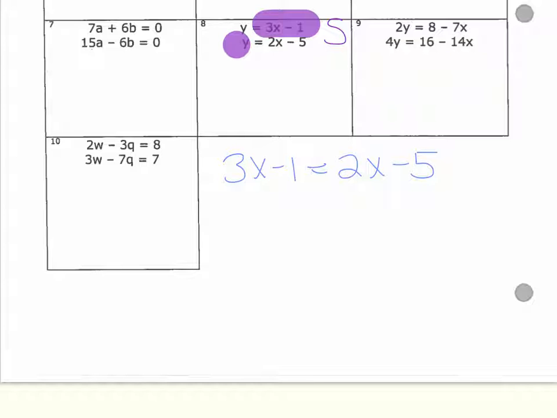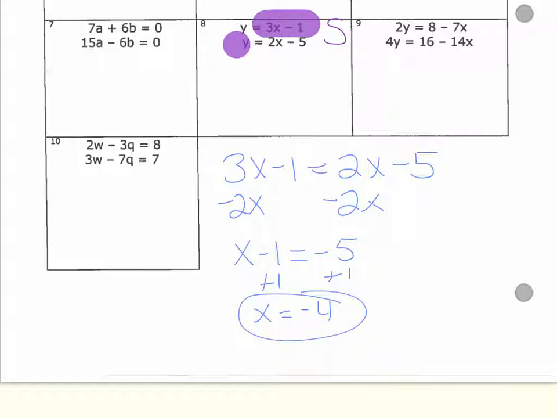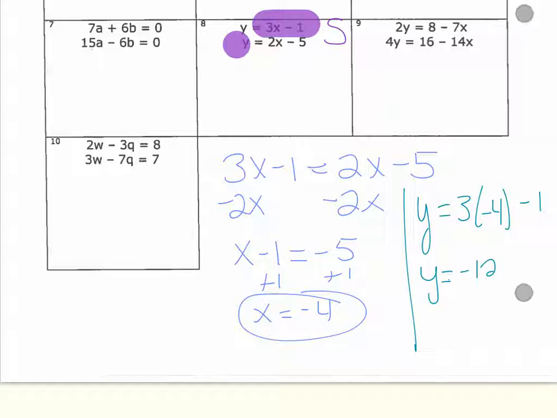So from here, I need to combine my variables, so take away 2x. So we have x minus 1 equals -5. Add 1, so x equals -4. And then don't forget, we always have to find that second value. So we'll say y equals 3 times -4 just by substituting. Minus 1, so we have -12 minus 1, or -13. So you get the point (-4, -13) as the solution to your system for number 8.